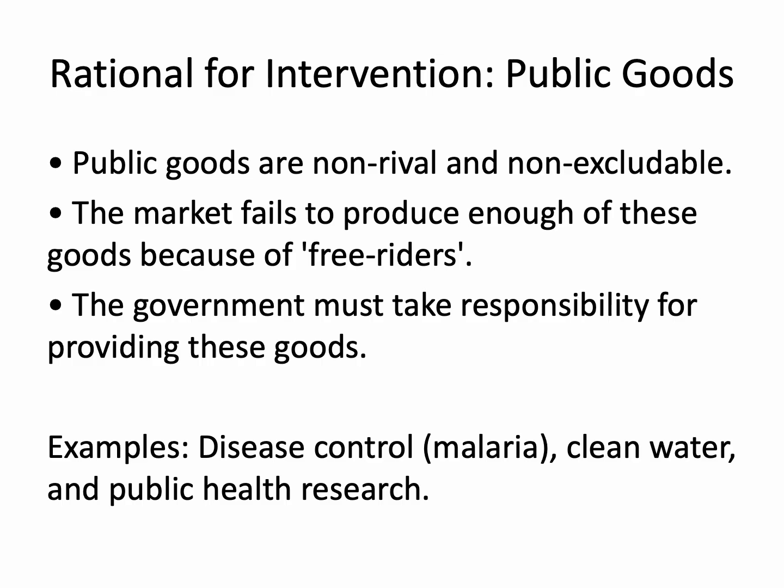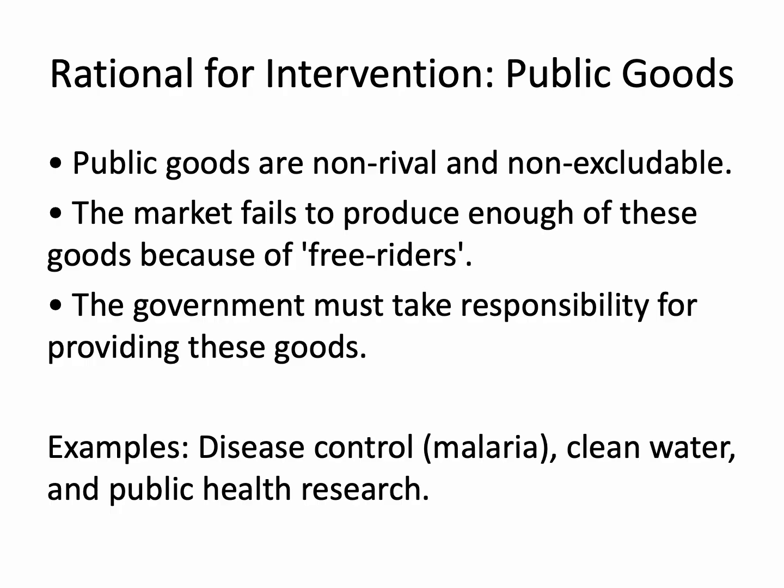A good is non-rival if one person's consumption of it doesn't reduce its availability to others. For example, my benefit from a public disease control program doesn't diminish your benefit. A good is non-excludable if it's impossible to prevent someone from using it once it's been provided.